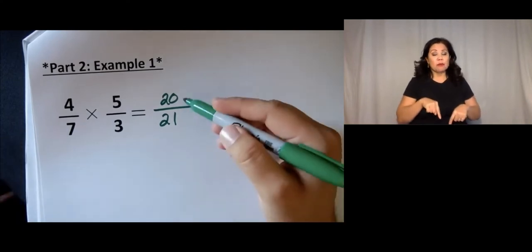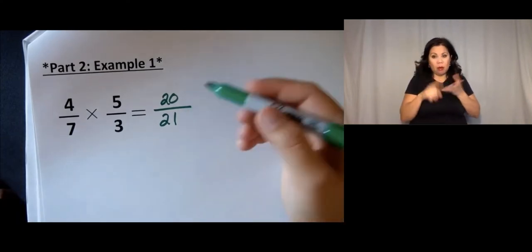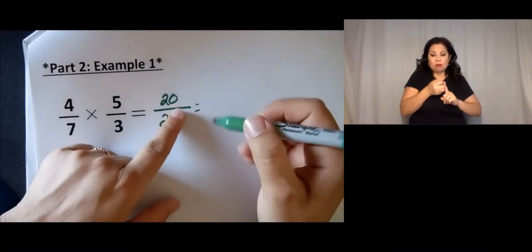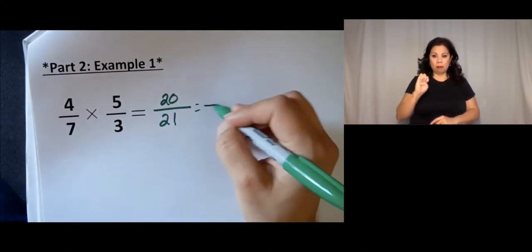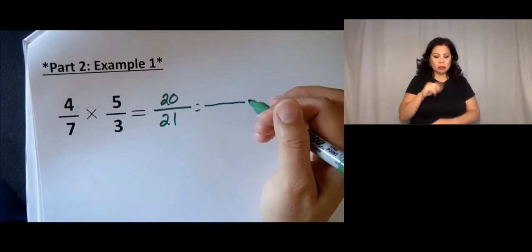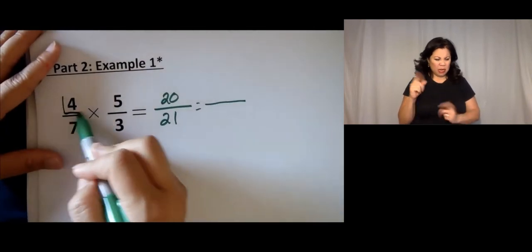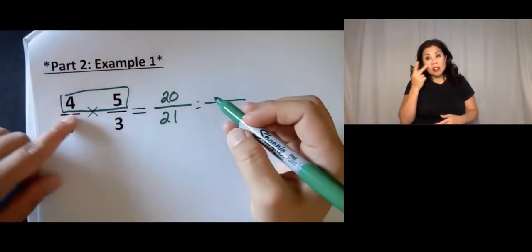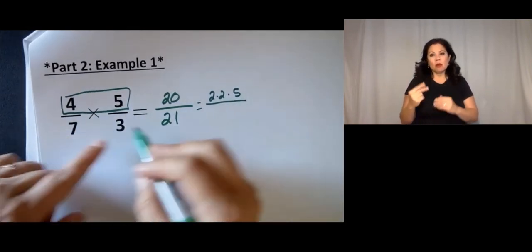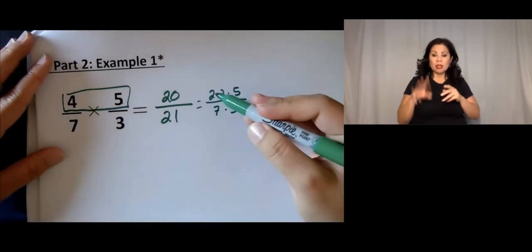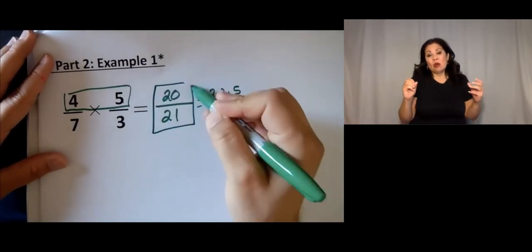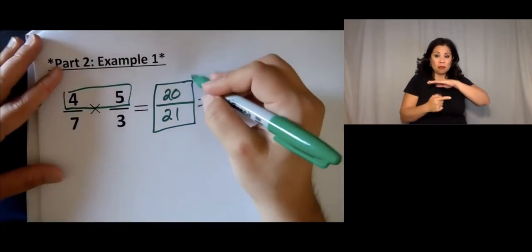All right, so I can find a common factor, or I can break it down into its primes. So 20, oh my goodness, what? I'm going to use primes here. I'm forgetting what makes 20. Well, if you forget, look at what you multiplied, 4 times 5. So 4 is 2 times 2, and then 5, 21, 7 times 3. Nothing cancels, so that means that this is my final answer. It's already simplified. There we go.